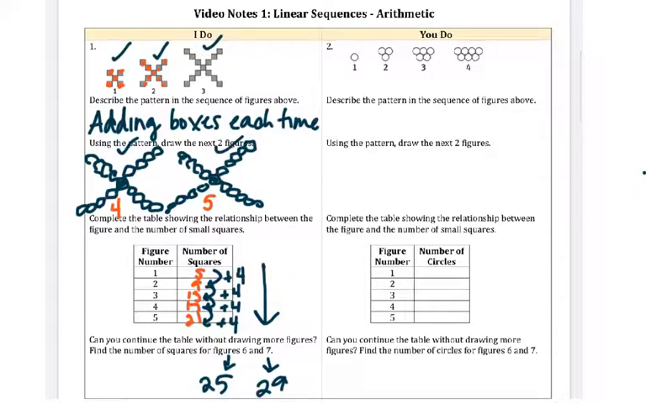Okay? So I want you to try the same thing with number 2. In number 2, you're going to describe what you see. No wrong answer, just tell us what the pattern is that you see. Then using the pattern, you're going to draw the next 2 figures, put those numbers of circles onto a table, and then predict how many circles are in figure 6 and in figure 7. Okay, go ahead and try that there.